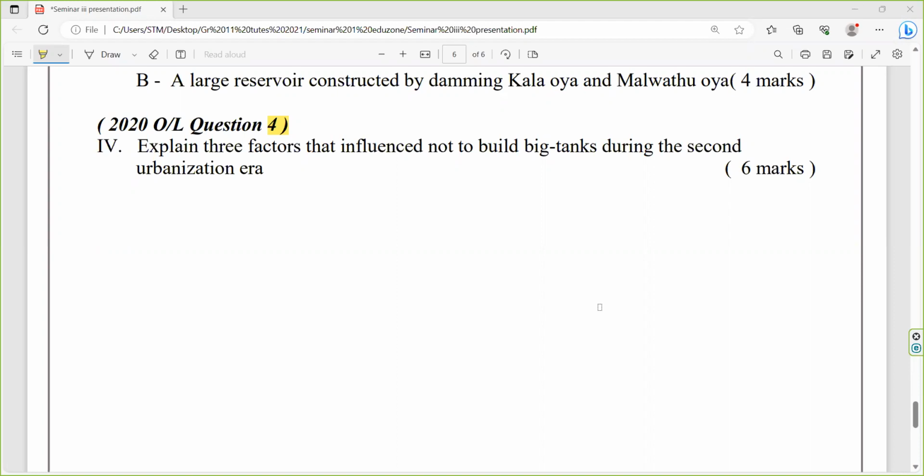Is there any question to ask? If not, we are going to finish today's work. Can you repeat the second reason? Second reason, the cities in the second urbanization were not big and the urban water requirements were less.